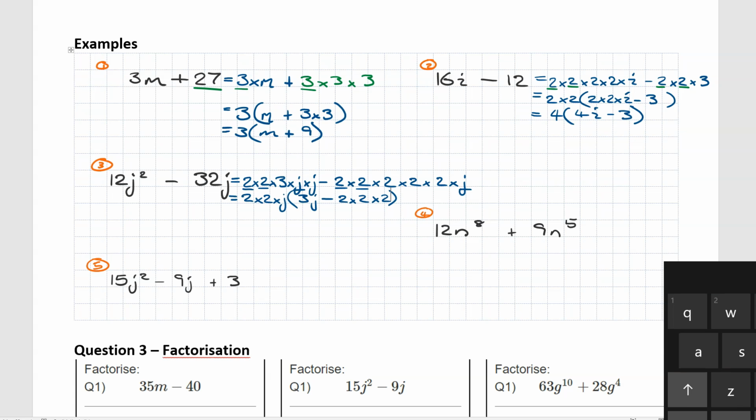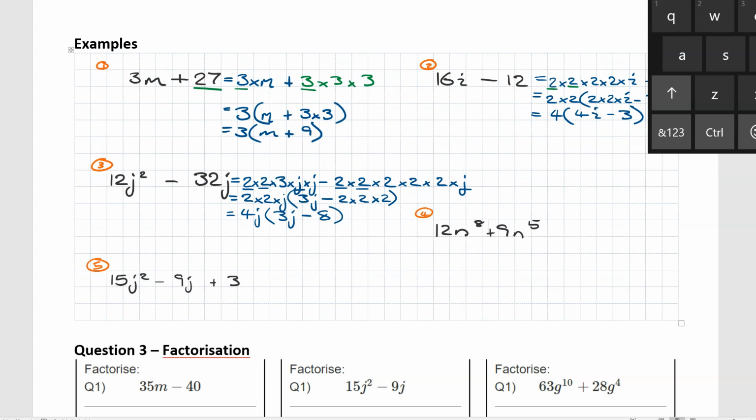Now, multiplying everything back together, we get 4j times 3j, take 8. And thus, if we expand this out, we find that we get 12j squared minus 32. So we know that's the right answer.